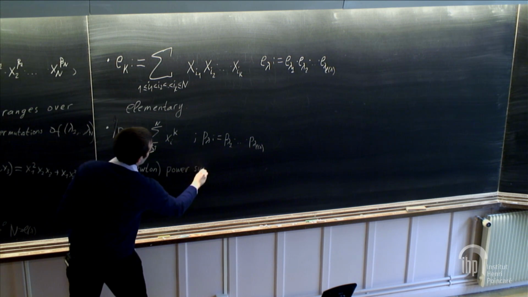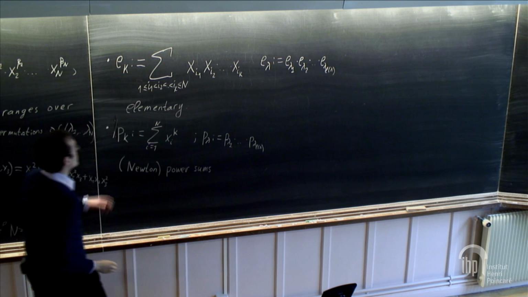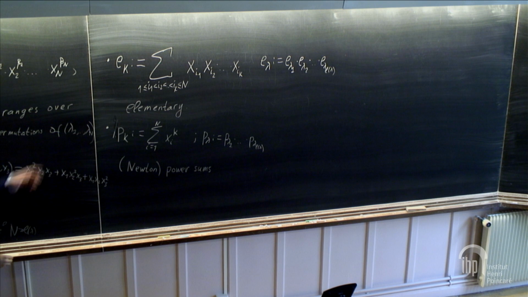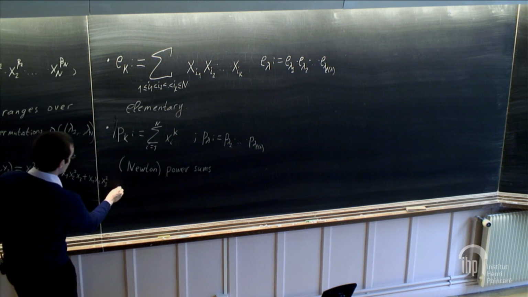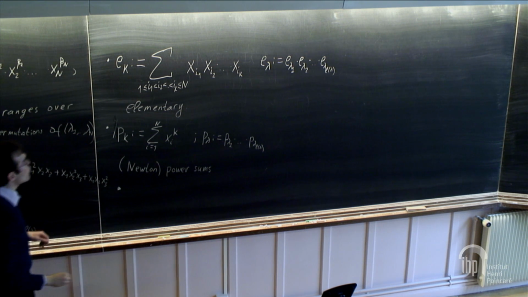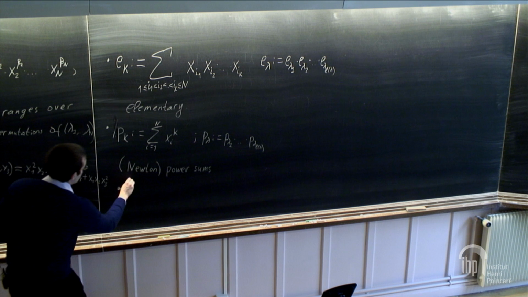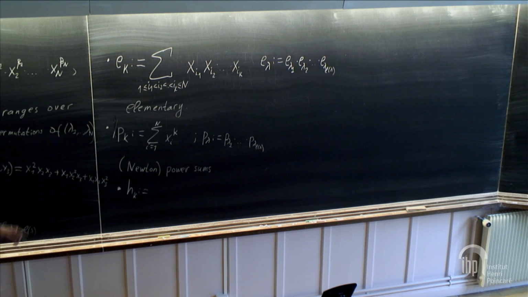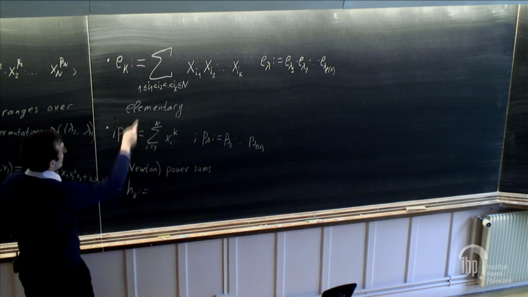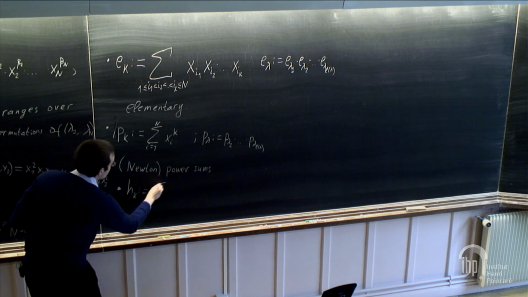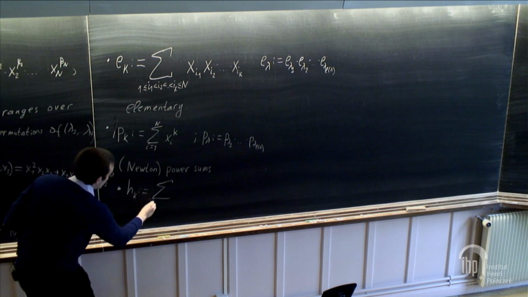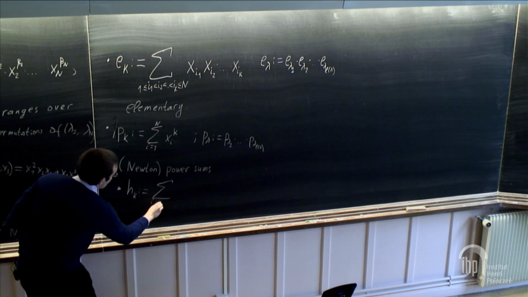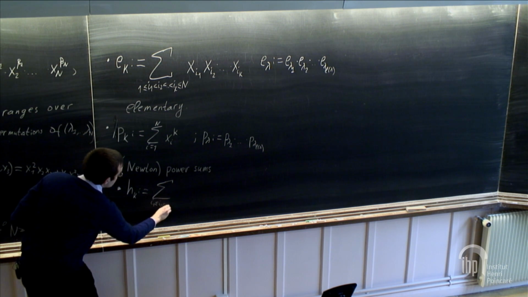It was Isaac Newton who first considered how these functions p_k depend on e_k, and also on one more family, which is quite similar to elementary symmetric functions. But now I will allow equality here. So it is a sum over indices which can coincide.